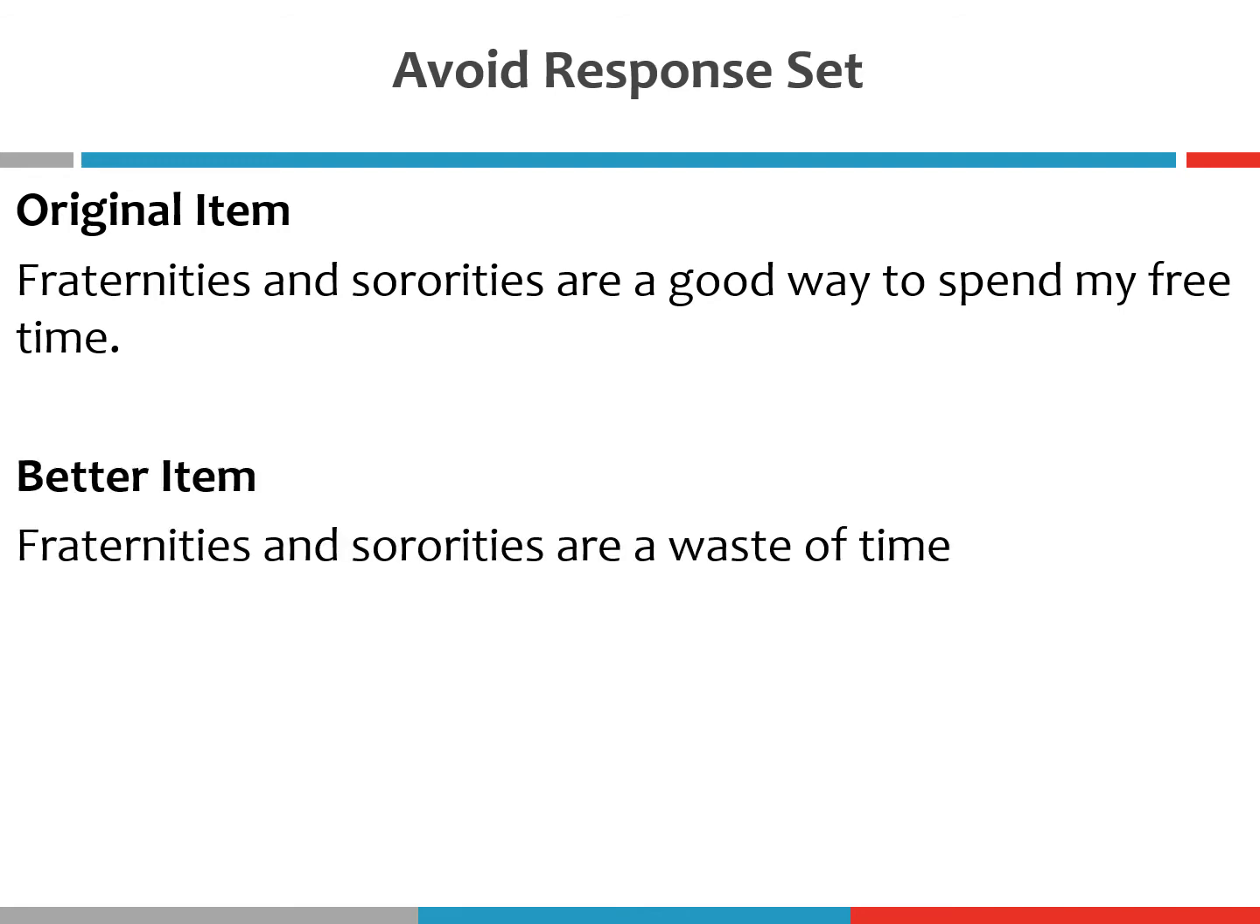Well, you would just use the opposite wording, right? So a better item might be, fraternities and sororities are a waste of time. So people who are in favor of joining a sorority would now select 1, which is strongly disagree. But it does impose kind of a challenge, right?